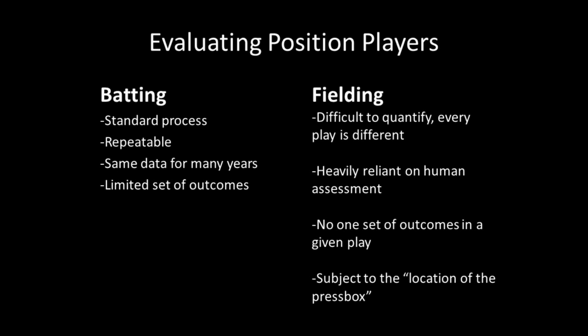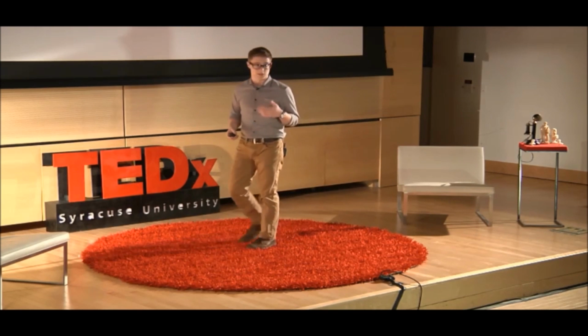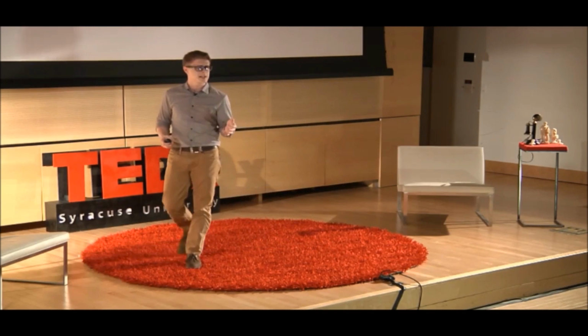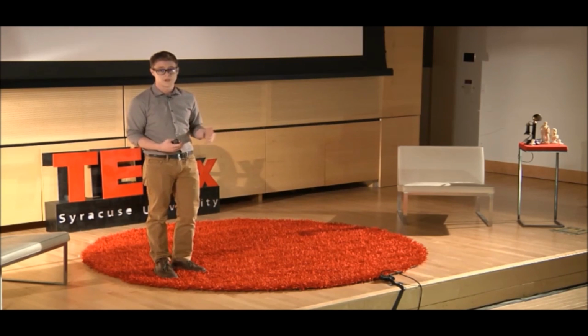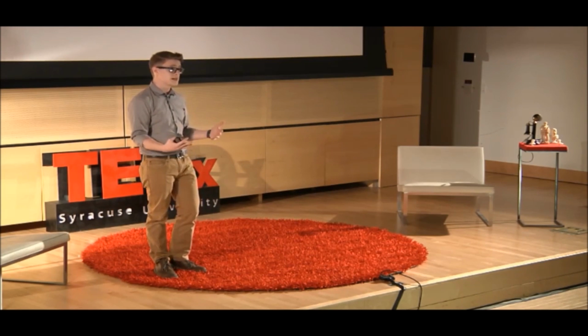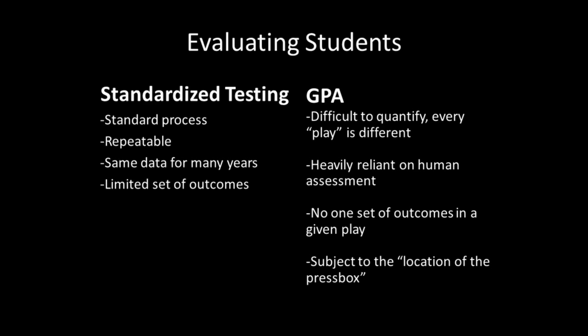Well, there's really two ways in which we assess students. One is standardized testing, and the second is grades and GPA. Now, standardized testing shares a lot of the same traits that we use to assess batting in baseball. It's a standard and repeatable process. Each student sees the same test. And we've been collecting the same information about these tests for many, many years. And most importantly, there's a limited set of outcomes that can happen once that test comes in front of a student. Fill in the bubble, fill in the blank.